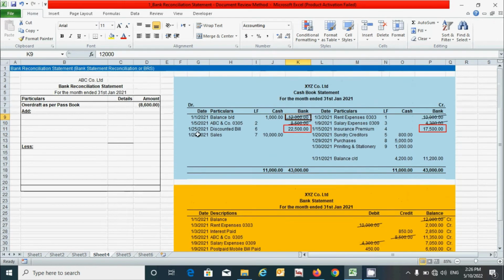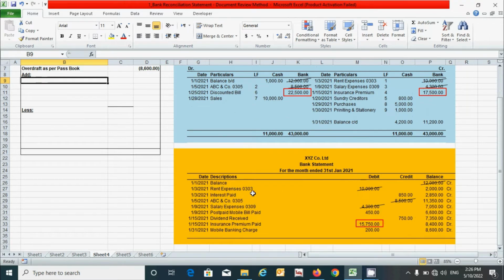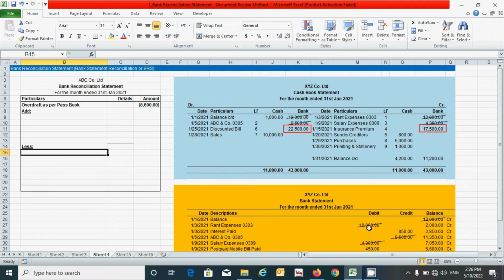Now let's put the transactions here, omitted or any unique transactions from this statement. So I'm going to follow this statement first. You can see that we have the interest paid amount, this one, which is a unique transaction that does not appear in the cash book. That's why we have to adjust this balance under the less section, because the interest paid should be added in the cash book if we were following it, but we are following the passbook, that's why this transaction will be shown here. Okay, so here I'm going to type interest paid.